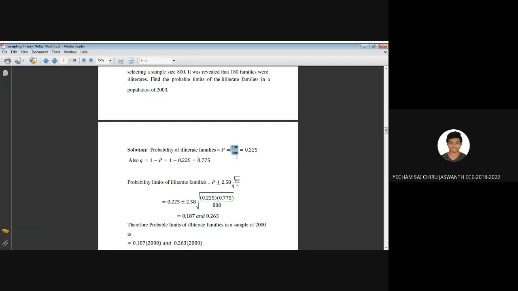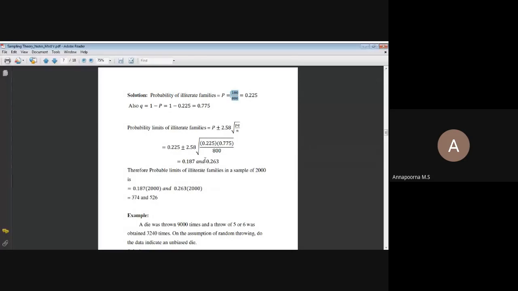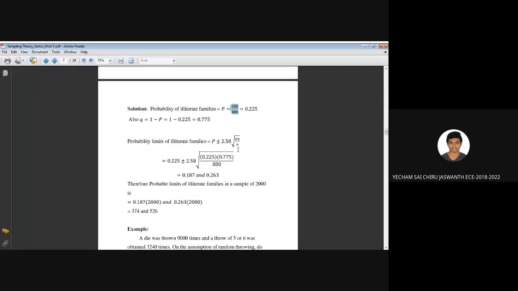Below on probability limits, ma'am. Here we found out for n value equal to 800. So for 800 families, we found out the probability limits. No, not like that, dear. See, this is not like that. Here, n is sample size. Out of 2000, we have taken n as 800.